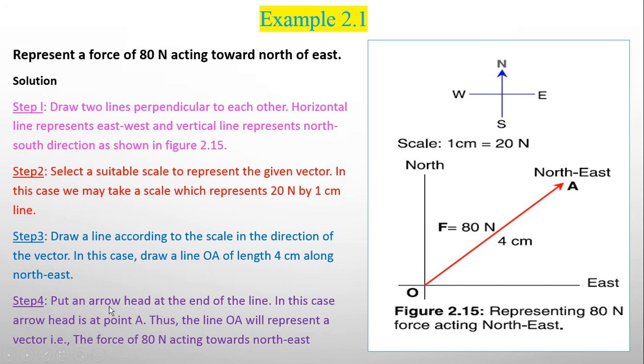Step 4: put an arrowhead at the end of the line, and this arrowhead will represent the direction of the vector. In this case, the arrowhead is at point A. Thus the line OA will represent a vector, the force of 80 Newton acting towards northeast.